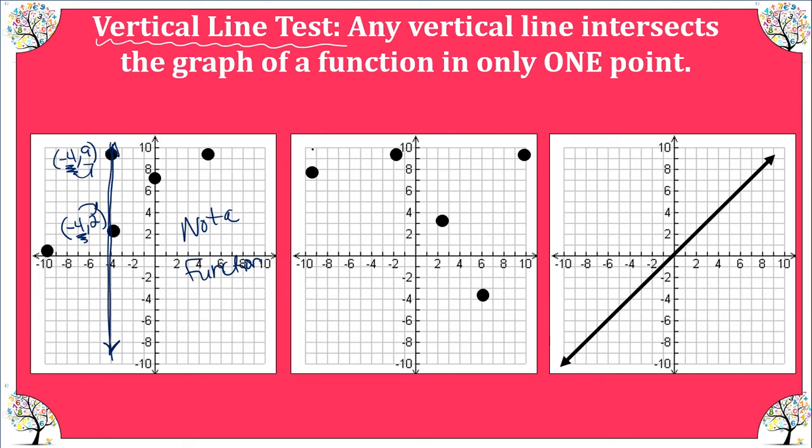In our second example, no matter where I draw a vertical line, I am not going to intercept more than one point. So this is a function. Each x value, if I were to write out all these ordered pairs, each x value would go to one unique output value. And here we have this line going through the origin, sloping in a positive direction. And if I draw a vertical line wherever on the graph, I'm only intersecting at one point. It passes the vertical line test. This is a function.